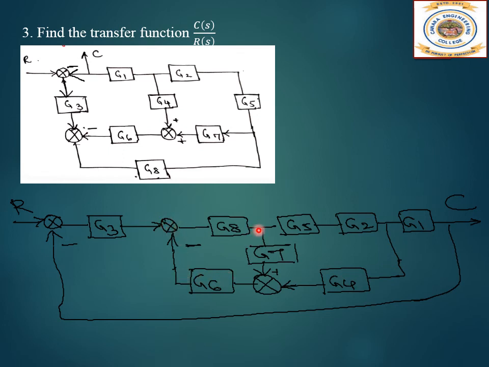Another takeoff point is at G7. So it starts from G7, enters the summation point, then through G6 it goes to this path. So this path will have G7 and G6 blocks. This path will have G4 and G6 blocks, and negative, because here both are positive, so to minus this one. So first we'll split it up, then we will start solving the block diagram.